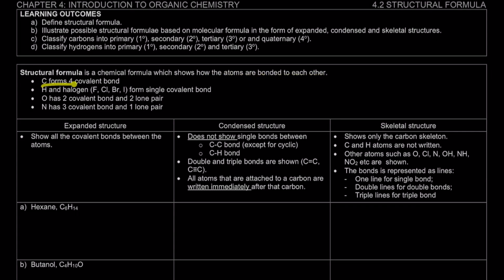So carbon will form 4 covalent bonds, hydrogen and halogen. For example of halogen, fluorine, chlorine, bromine and iodine will form single covalent bond. Okay, so for example, we have carbon. Carbon will always have 4 bonds. So for example, it could have 4 single bond. For example, it is bonded to 3 of the hydrogen and 1 fluorine. So this is what is meant by hydrogen and halogen form single covalent bond.